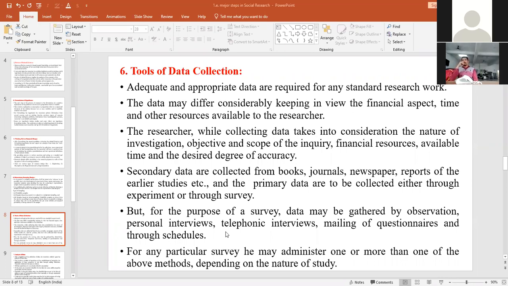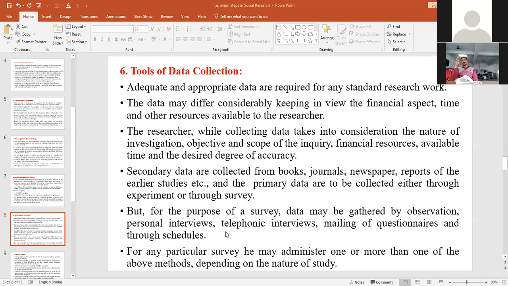Here in the primary data, the empirical involvement of the researcher takes place, whereas the secondary data includes various books, journals, newspapers, articles, and the reports of earlier studies. The data the researcher gets from secondary sources is called secondary data. But both primary data as well as secondary data are very essential to research or to surveys.